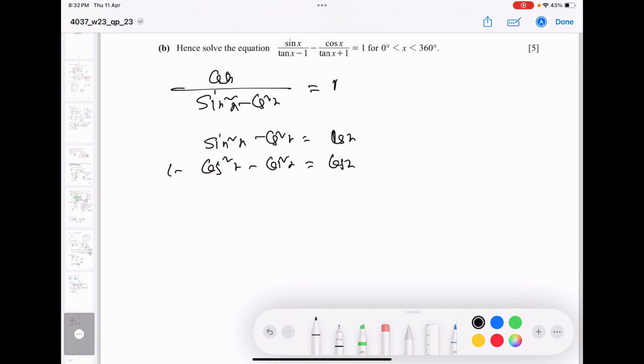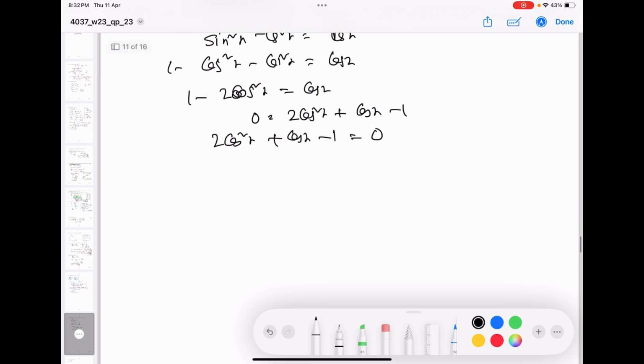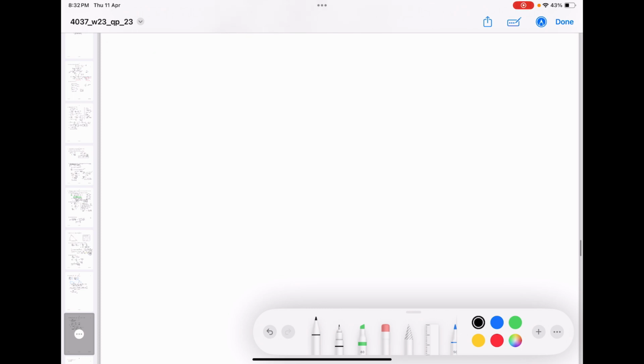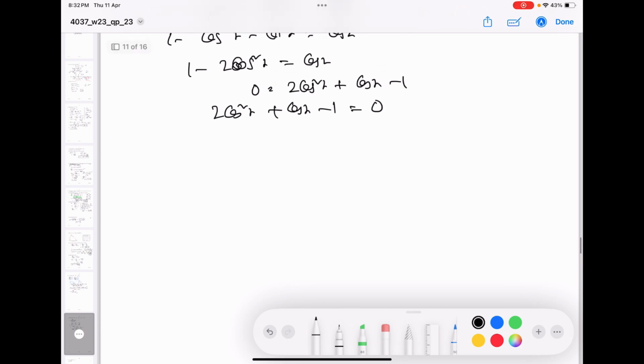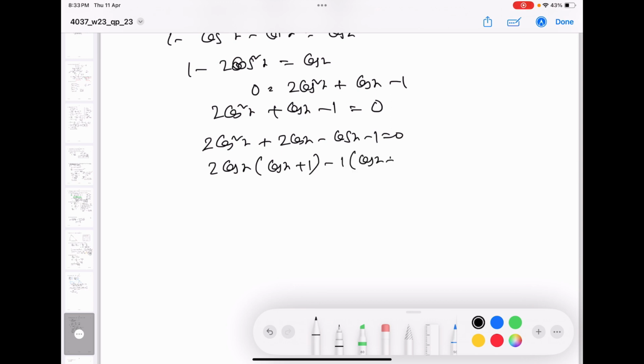Okay, so 1 minus cos square x equals to cos x, and 0 equals to 2 cos square x plus cos x minus 1. So 2 cos square x plus cos x minus 1 equals to 0. And we can do now factorization. 2 cos square x plus 2 cos x minus 1 equals to 0. So 2 cos x common, cos x plus 1, 1 common, cos x plus 1 equals to 0.